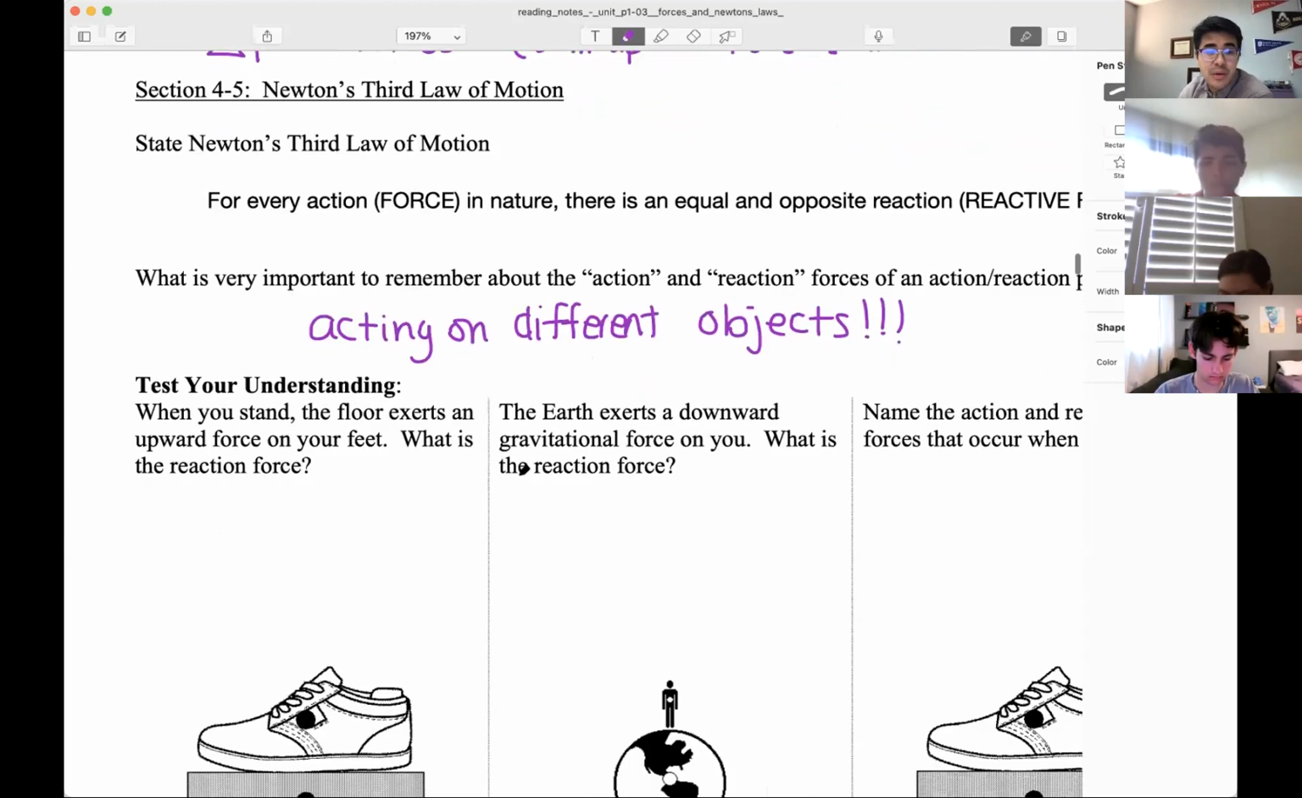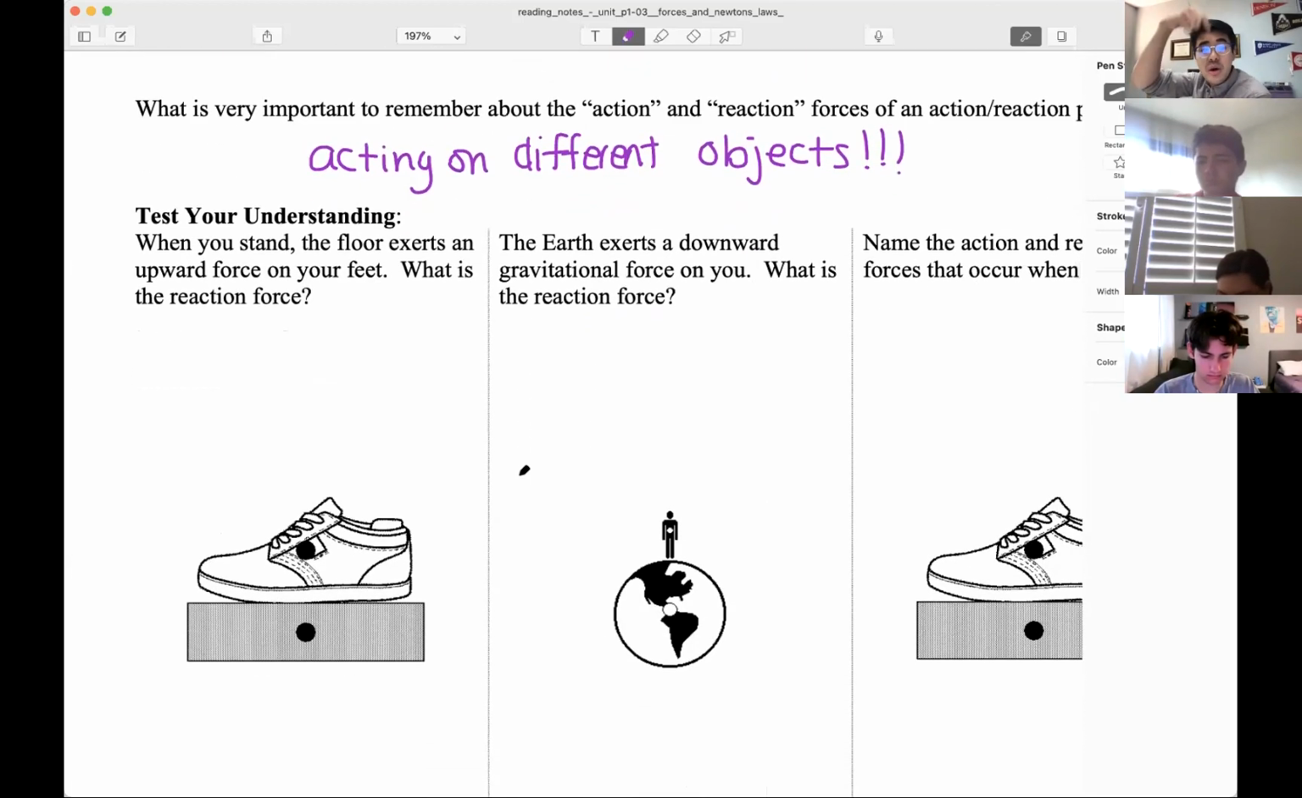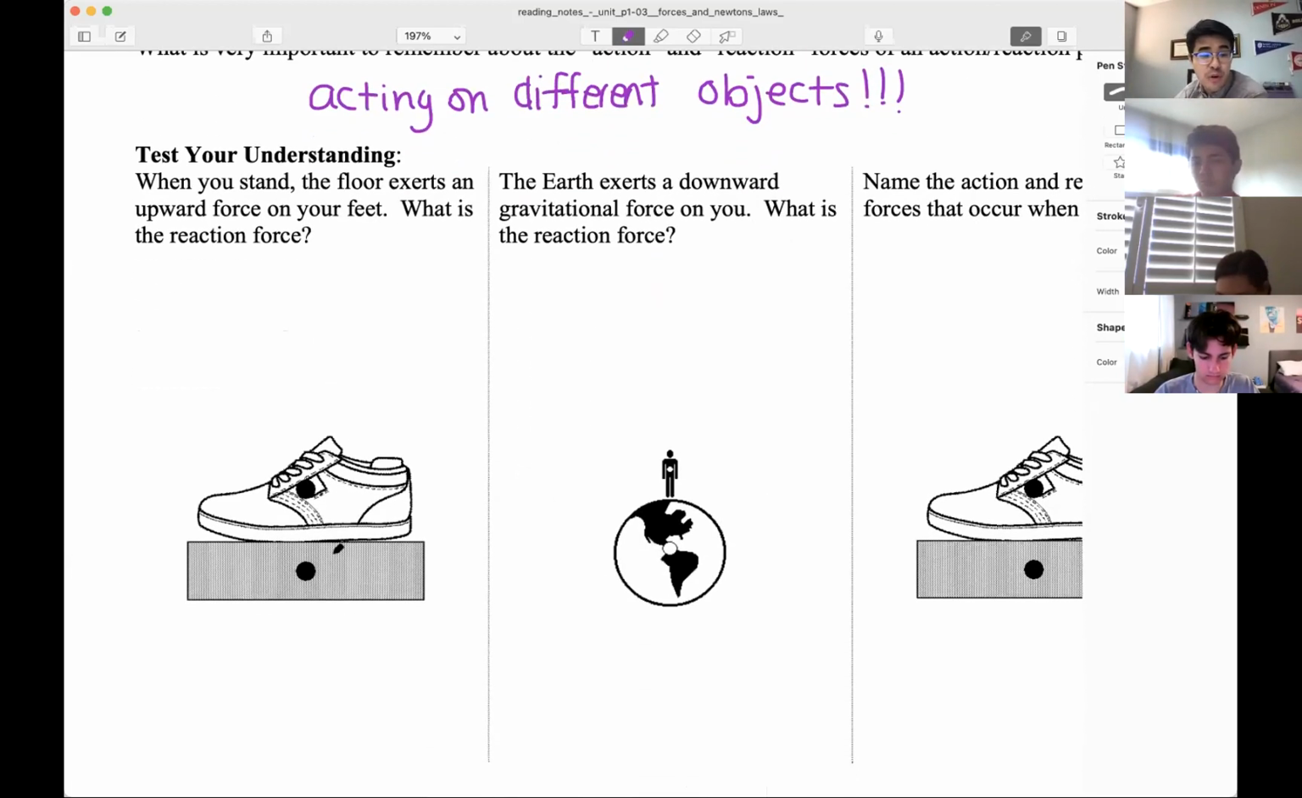Right, simple one here, right? When you stand on the floor, you are exerting a downward force on the floor, right? So that's you. This is the force of you, comma, floor, right? So that's the action force, right? And the reaction force would be the equal and opposite, right? That would be the force of the floor on you.